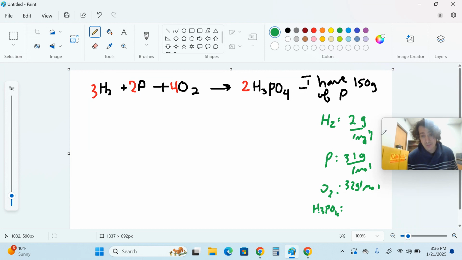So let's see, we have 3 from the hydrogen, we have 31 from the phosphorus, that's 34, adding them together, and then 4 times 16 is 64. So 64 plus 34 is what, 98, I believe? Is that right? Let's see, 64 plus 31 is 95, plus 3, 98. Yeah, that sounds right. Okay, awesome.